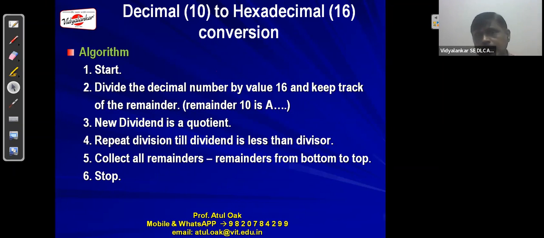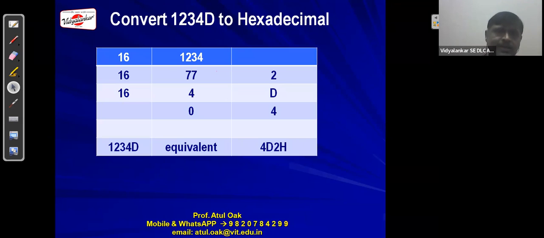Okay, how it looks, just have an example. I want to convert 1234 decimal into hexadecimal. Don't worry, this is the point we will continue next Friday, but I want to do 2 references for clarity. So what we do, 1234 we divide by 16.